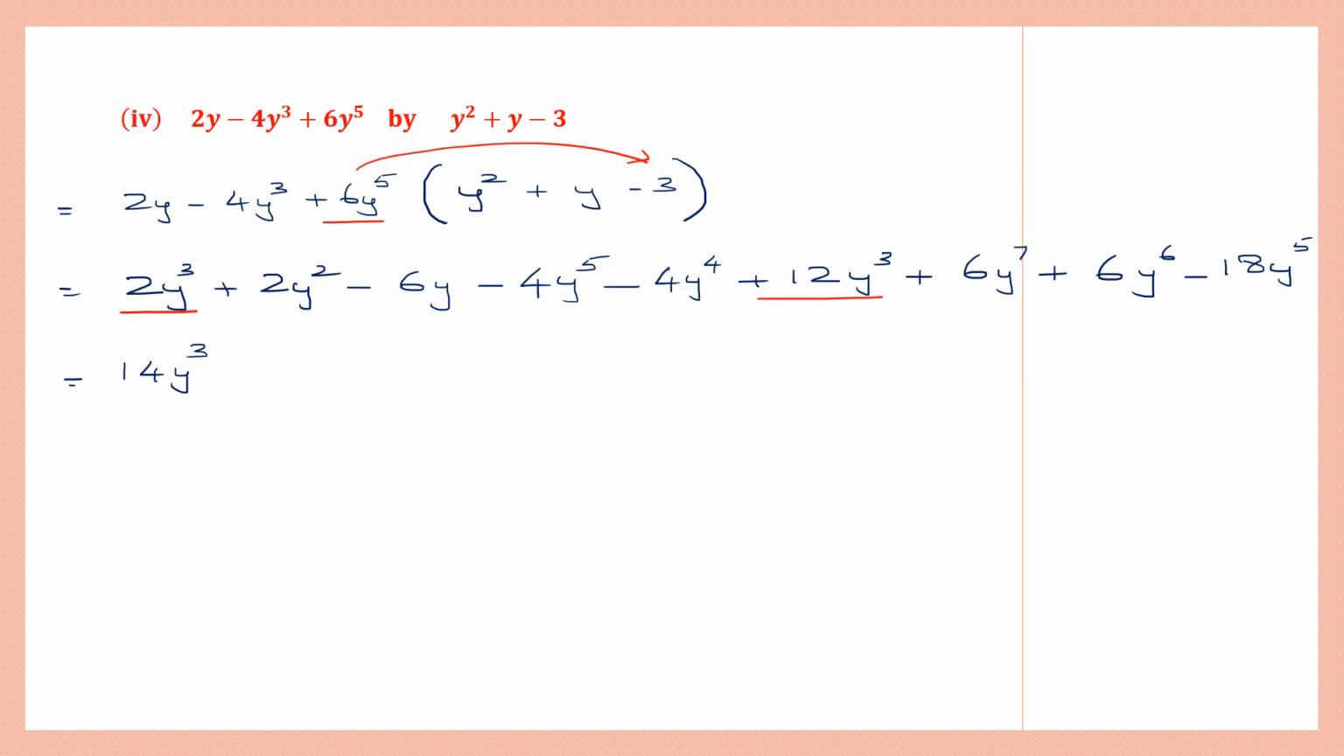Next, let's look for y square. Here we have a y square. Do we have another y square anywhere else? We don't have. So this we can write it as it is.